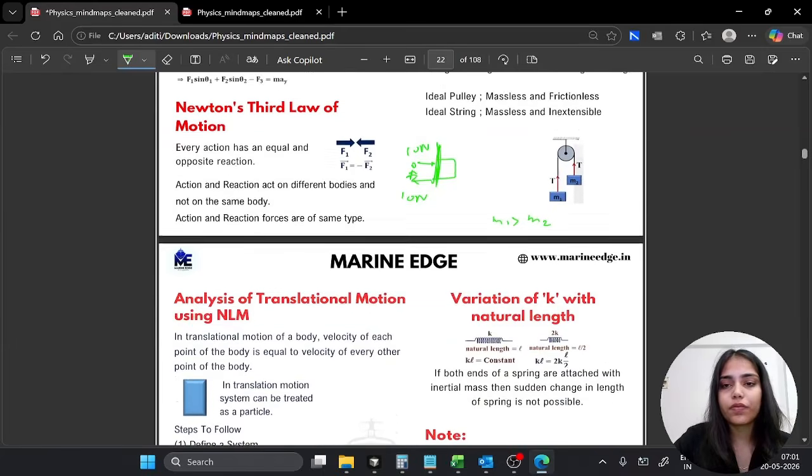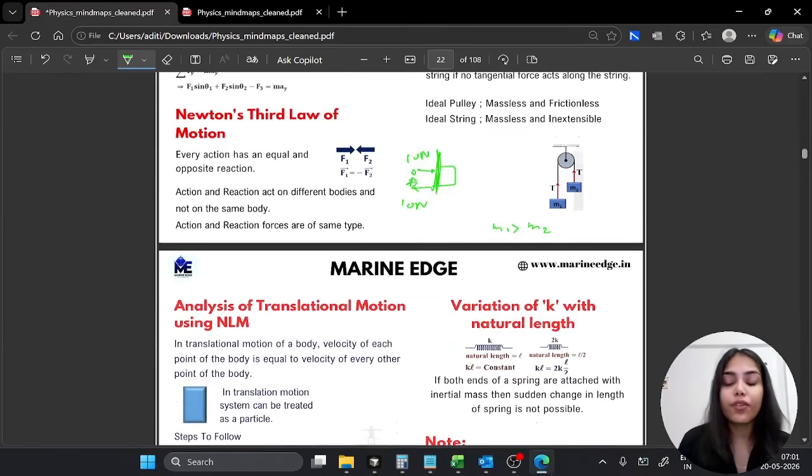Now, when we talk about an ideal pulley, it is massless and frictionless. And an ideal string is inextensible and also massless. So there's no mass in this, and it cannot be extended.